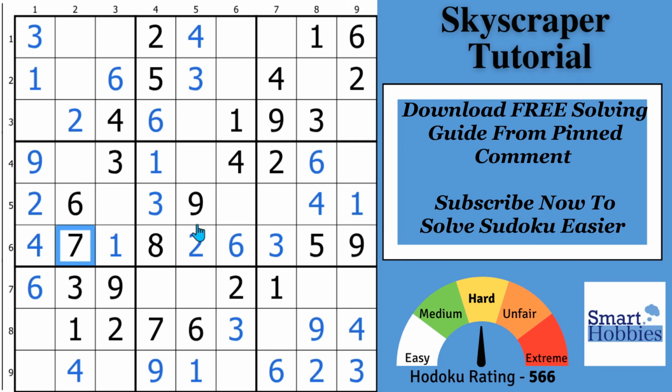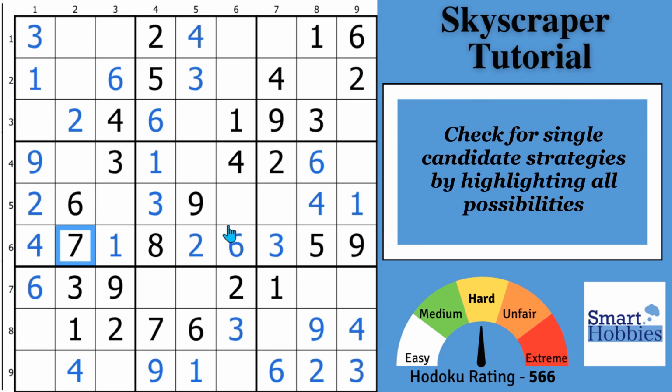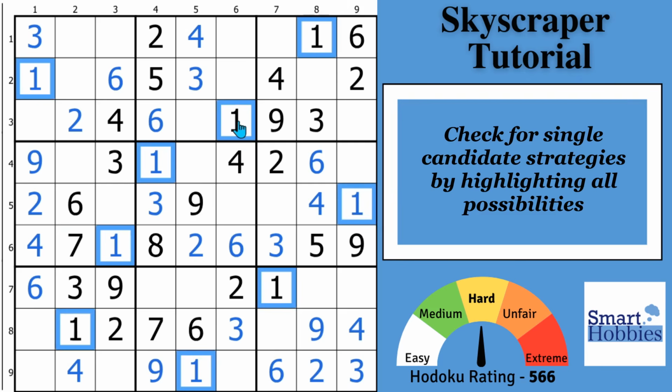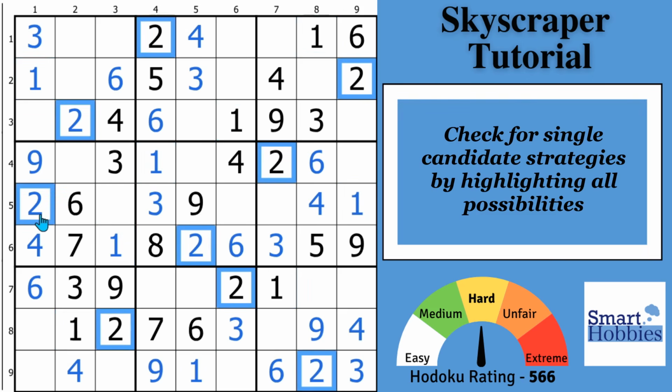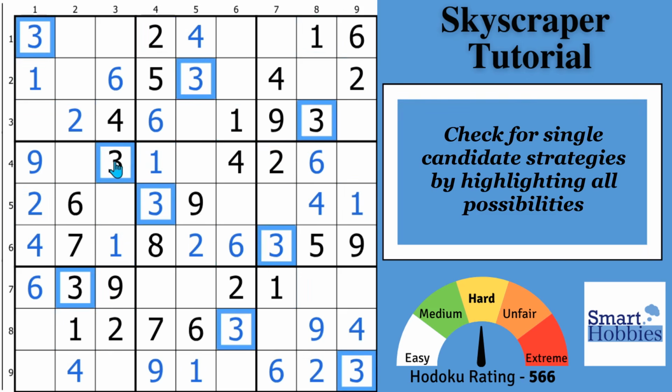So let's look at all the possibilities for each candidate. We're going to do some coloring. This is how you find skyscrapers because it's a single candidate strategy. So click on the ones. You'll notice we have all the ones filled out, so we don't have to click on anything there. The 2s, same thing. The 3s, all the 3s are done in the puzzle. I'm just double clicking here in SudokuPad to make these all light up.